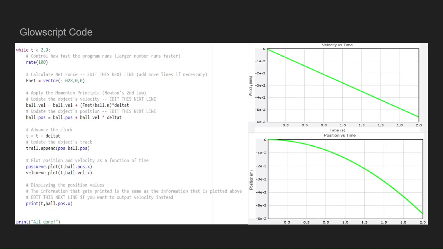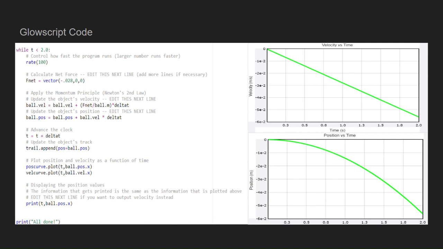Alright, so here's my GlowScript code. I used a lot of the principles from Lab 1. I calculated the net force I would need to get another graph of how it would look in the X direction for this thrown card. So I change my F net vector in the X direction by 0.028 newtons, then in my velocity it's going to be F net over the mass times delta t. Every time it moves through, it multiplies by that, and then it changes my position based on that.